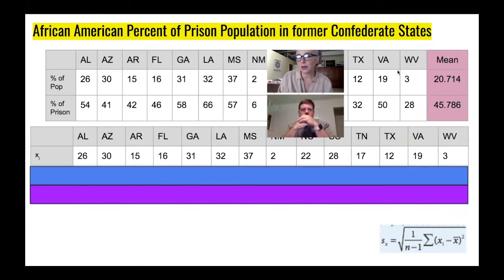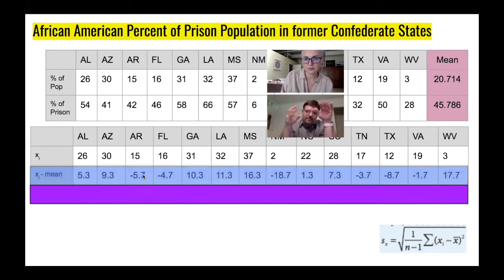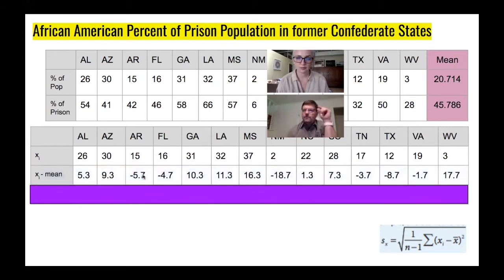So if the mean is 20.7, then the distance from 26 to 20.7 would be about 6. The distance from 30 to 20.7 would be about 10. And then I could continue to do this. The problem is, Alabama is 6 above, and for example, Arkansas is about 6 below. When she's talking about distance, she's not necessarily thinking about numerical values, but I do, because I'm kind of more literal. So does that above and below matter? And how do we deal with that?